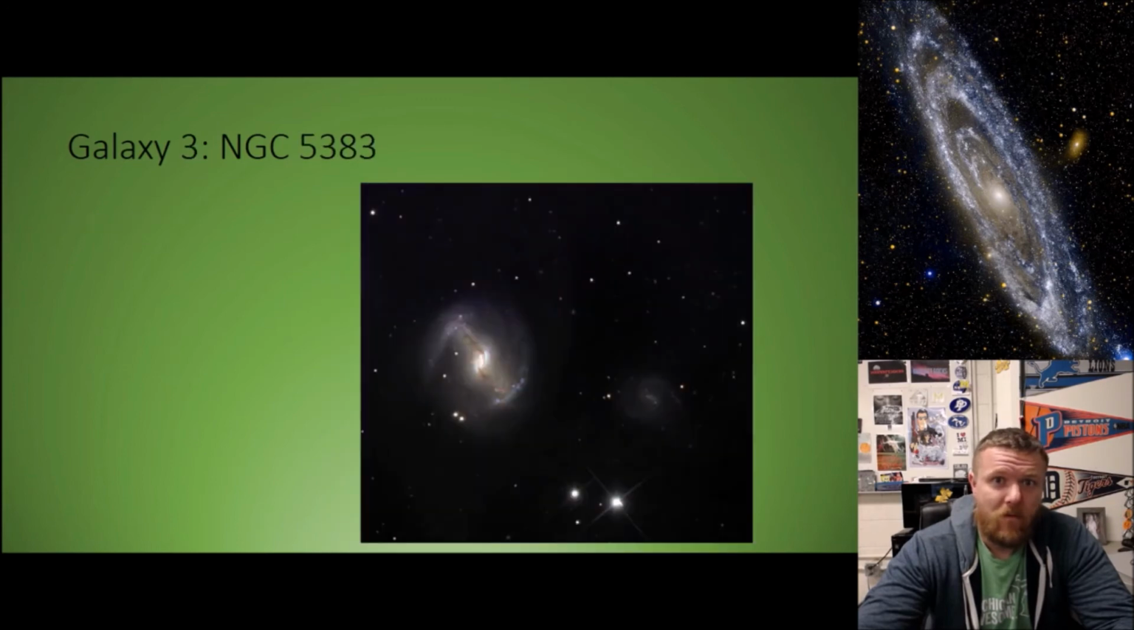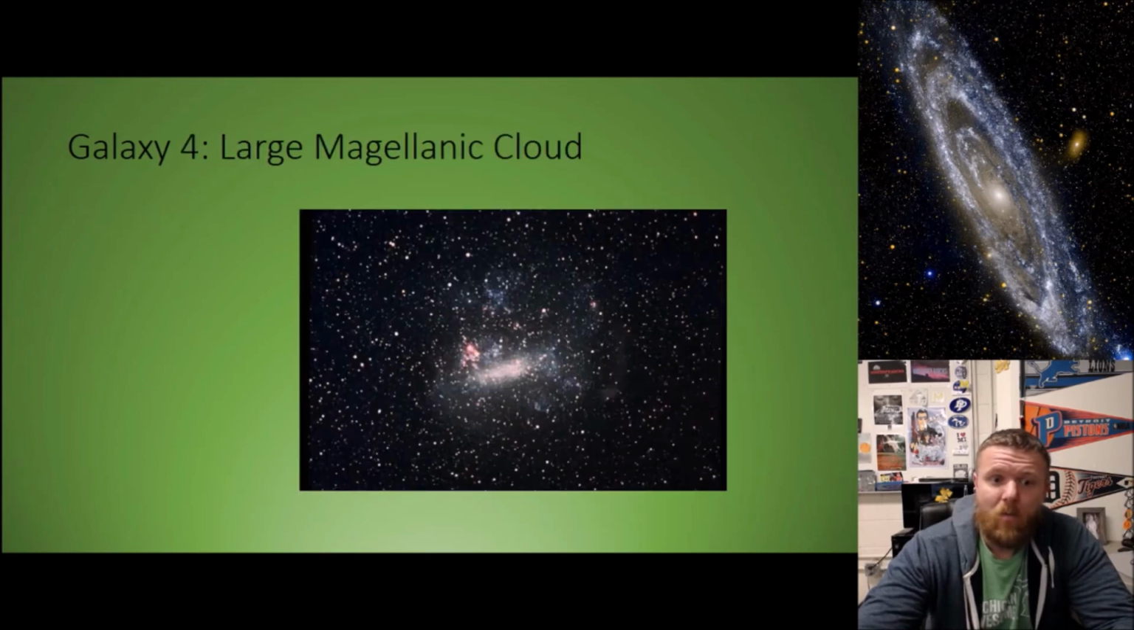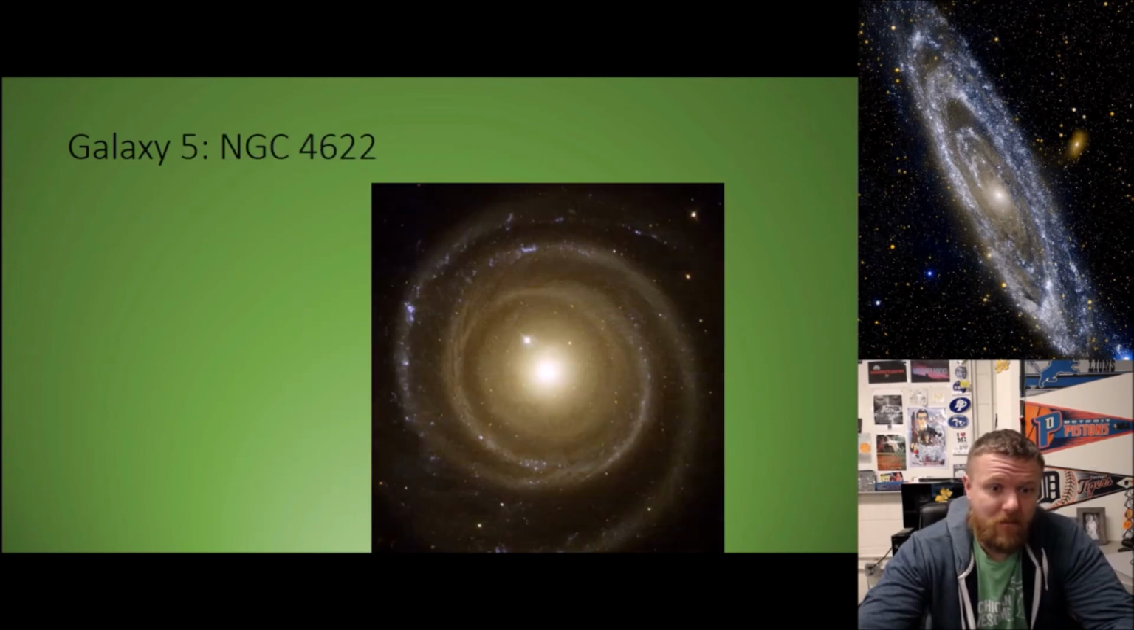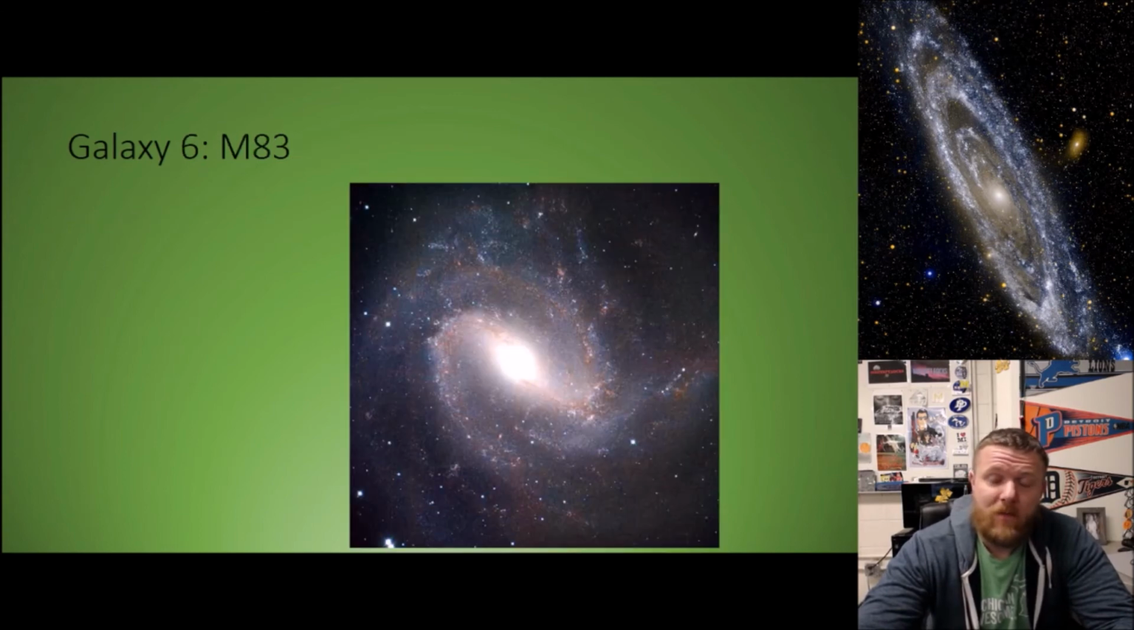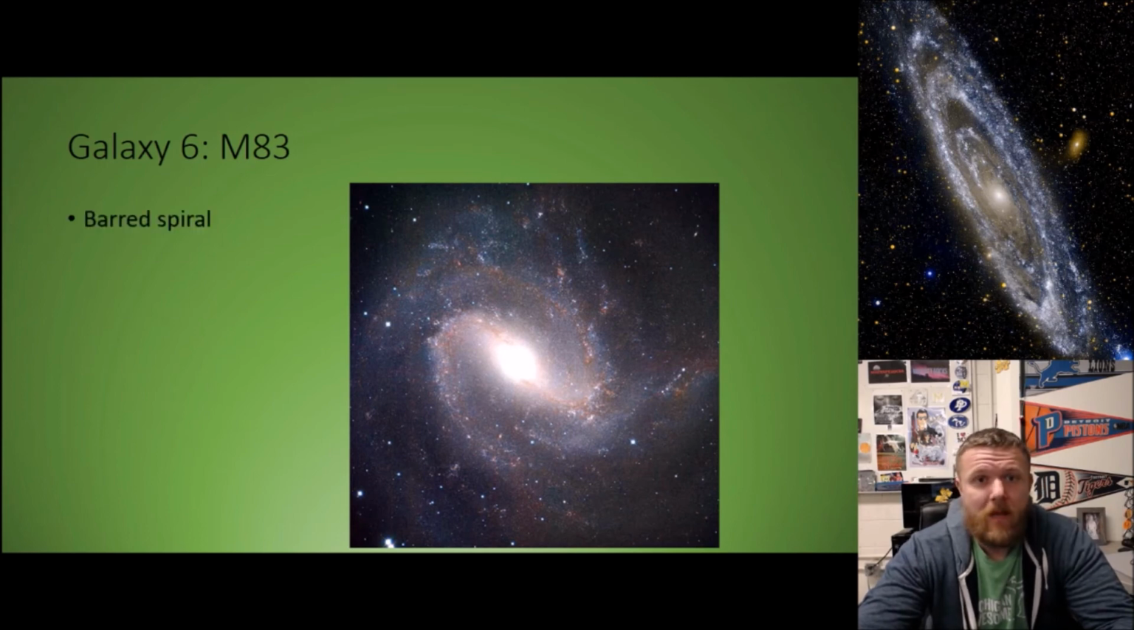Spiral. What type of galaxy is this? A barred spiral. What type of galaxy is this? An irregular galaxy. What type of galaxy is this? Another spiral. What type of galaxy is this one? A barred spiral.